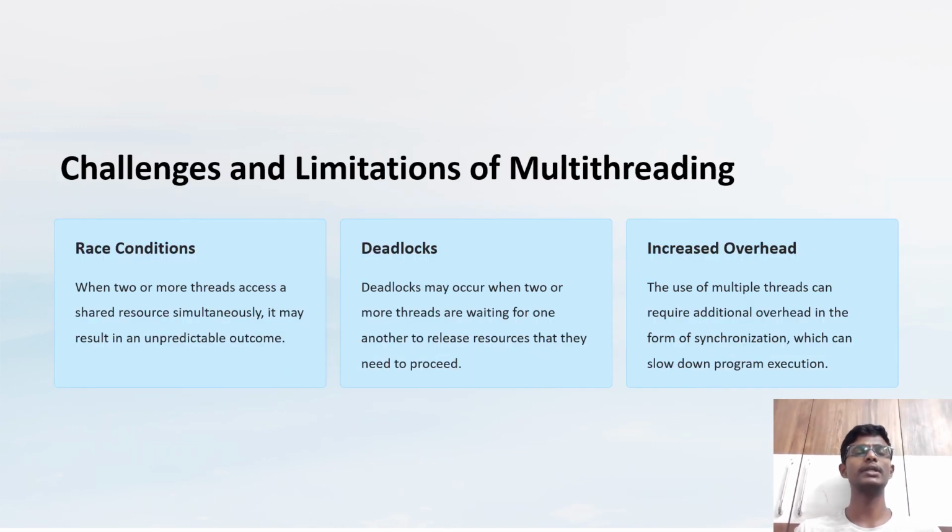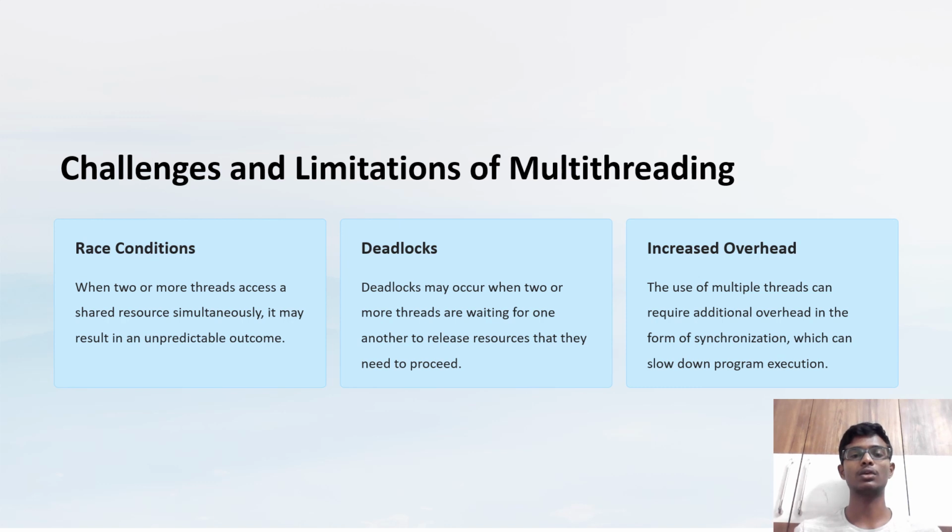In this slide, we will be discussing the challenges and limitations of multithreading, which are race conditions, deadlocks, and increased overhead. When it comes to race conditions, when two or more threads access a shared resource simultaneously, it may result in unpredictable outcomes.